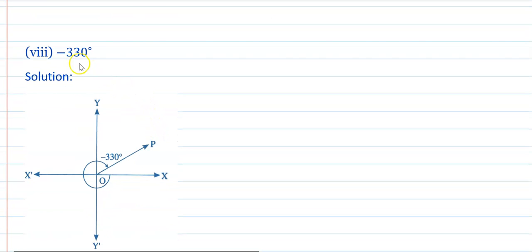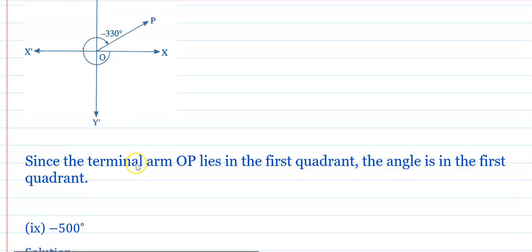Next, minus 330. If we start from here, this is the 180, 270, and next we'll take the 60, that is a minus 330. Again, the terminal ray lies in the first quadrant. Now as there is a negative sign, we will measure this angle in a clockwise sense.